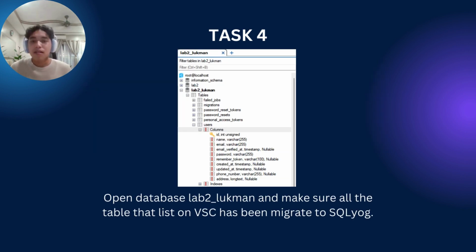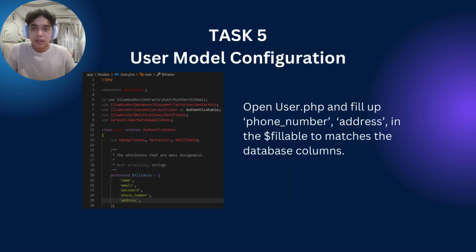And then open the database lab2_Lukman to make sure all the tables that are listed in VSC have been migrated to SQL Yog. We continue with task 5, which is user model configuration. Open the User.php and fill in phone number and address in the fillable field to match the database columns.